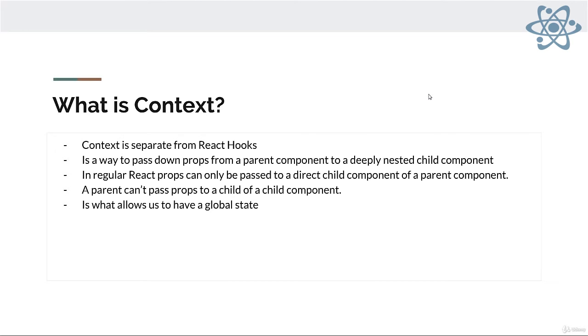So before discussing the useContext hook, let's first discuss what context is. So context is separate from React hooks. useContext is a React hook, but context itself is not part of React hooks. And context is a way to pass down props from a parent component to a deeply nested child component. In regular React, props can only be passed to a direct child component of a parent component. A parent can't pass props to a child of a child component.